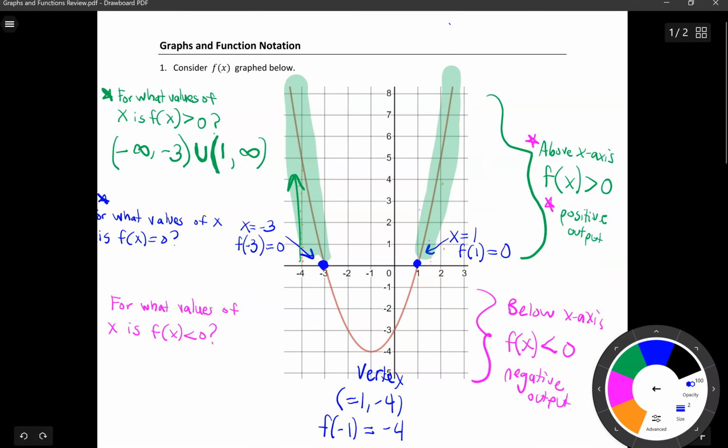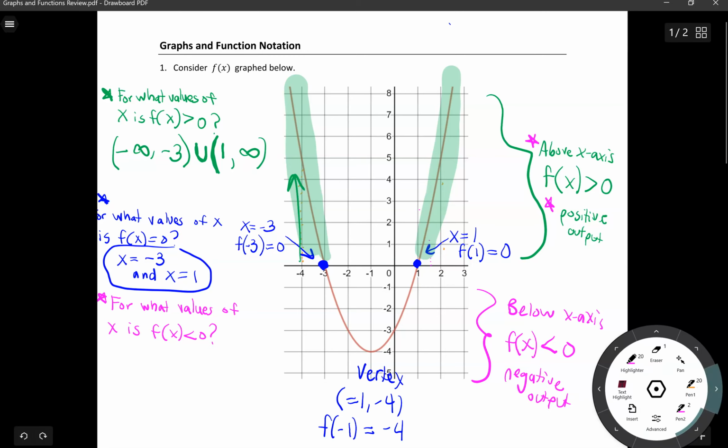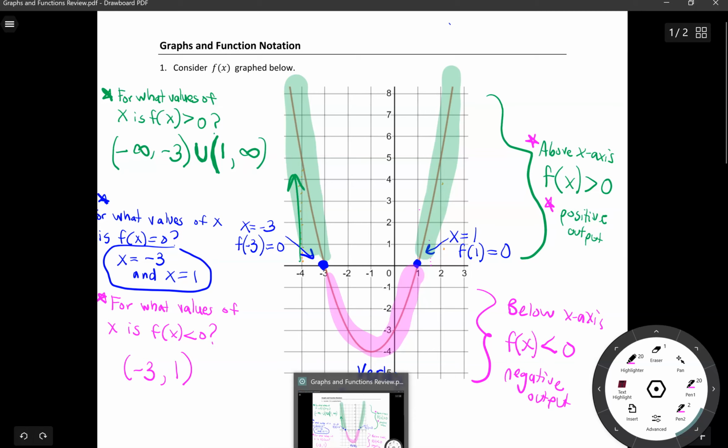Okay, we've already answered this next one. For what values of x is the function exactly equal to 0? That would be only 2 values. It only happens when x is -3, and again, when x is equal to 1. So there's not an interval for that. It's 2 specific values. And then for what values of x is the function output less than 0? Where is it negative? Okay, remember that was here. And that's happening from -3, not included, all the way to +1, not included.